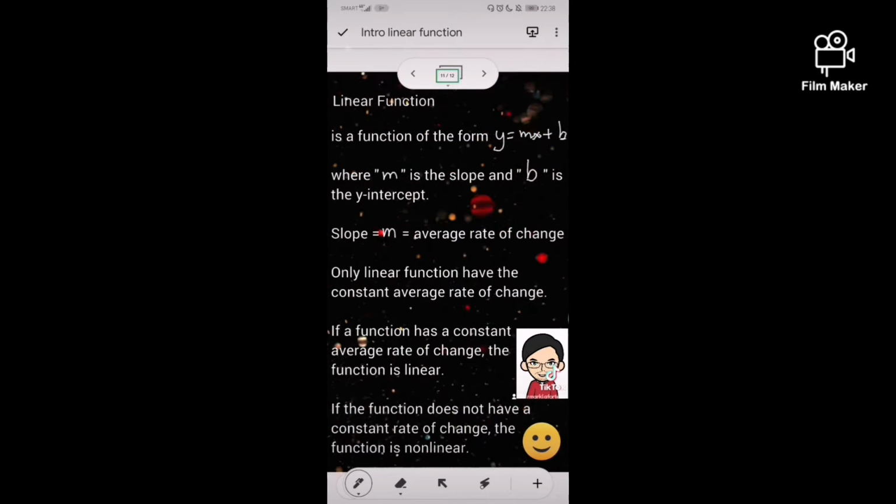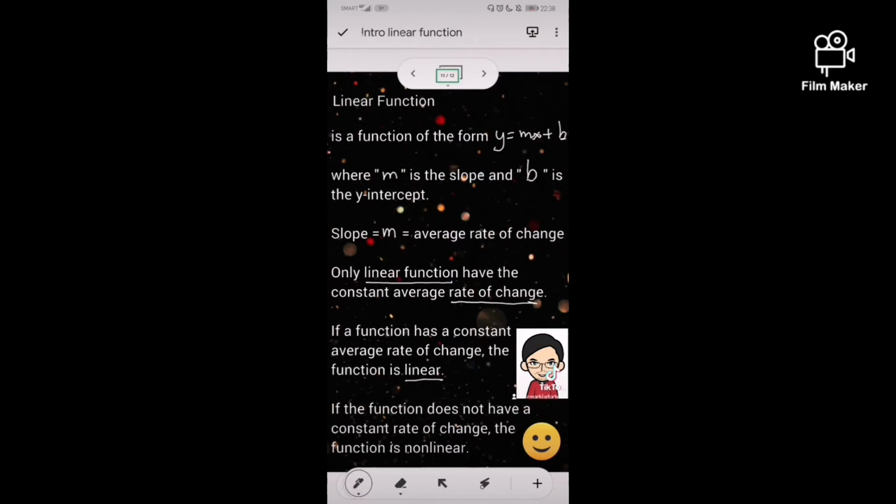is also called the average rate of change. Only linear functions have a constant average rate of change. If a function has a constant average rate of change, the function is called linear. So if the function does not have a constant rate of change, the function is non-linear.